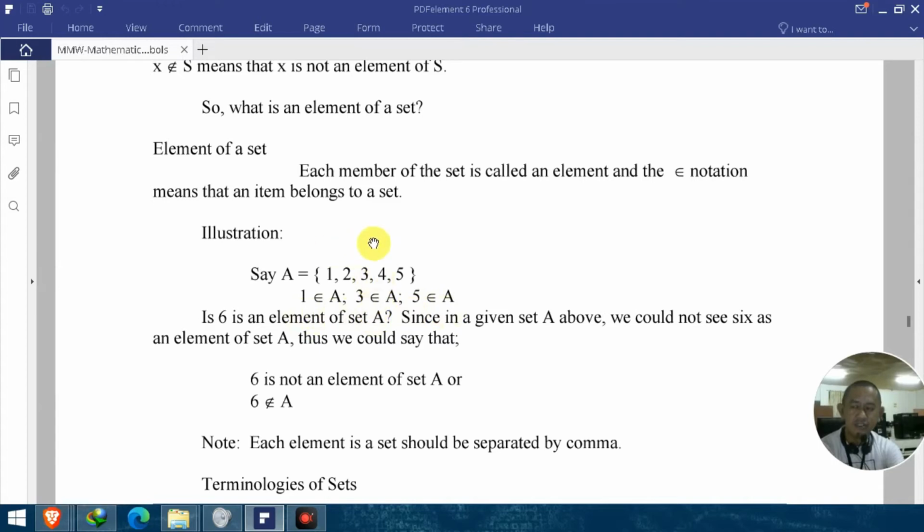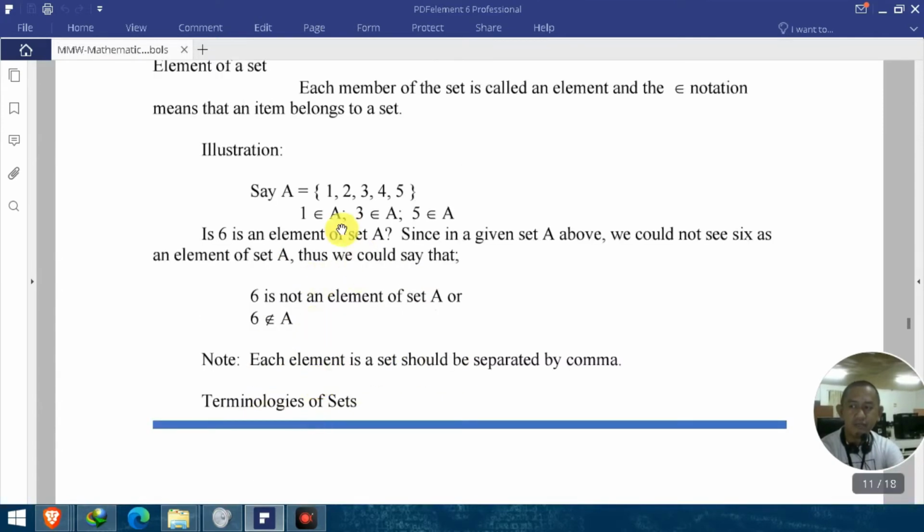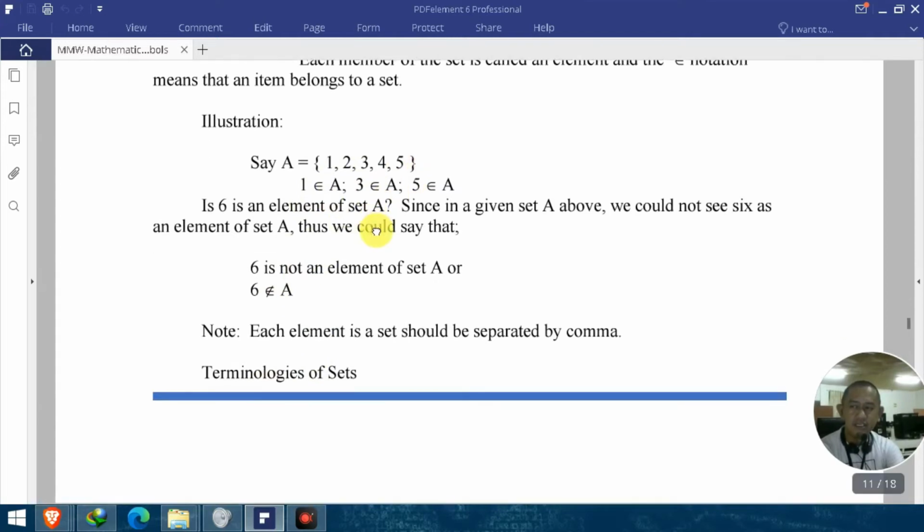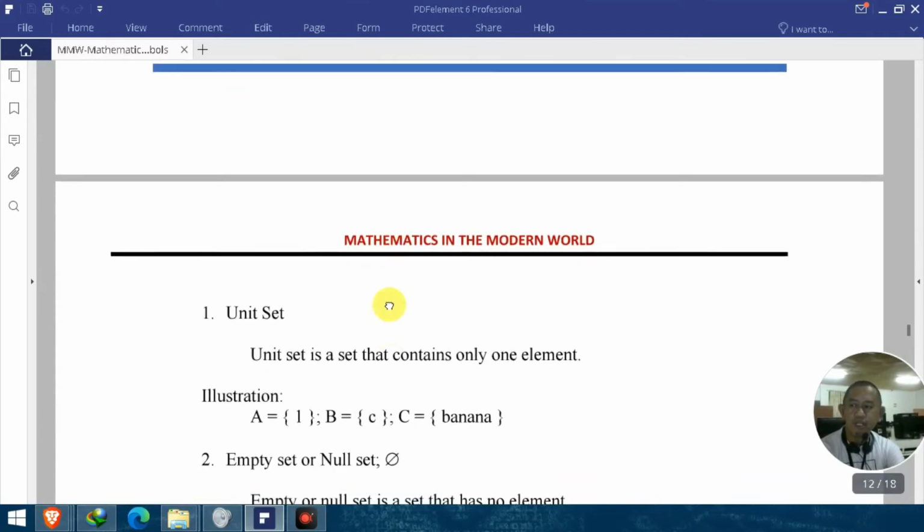The question is, is 6 an element of A? No, it is not. It's not an element of set A because there's no 6 in the set. So, 6 is not an element of A. If it is not mentioned, it's not an element. If it is mentioned inside your set, then that is an element.